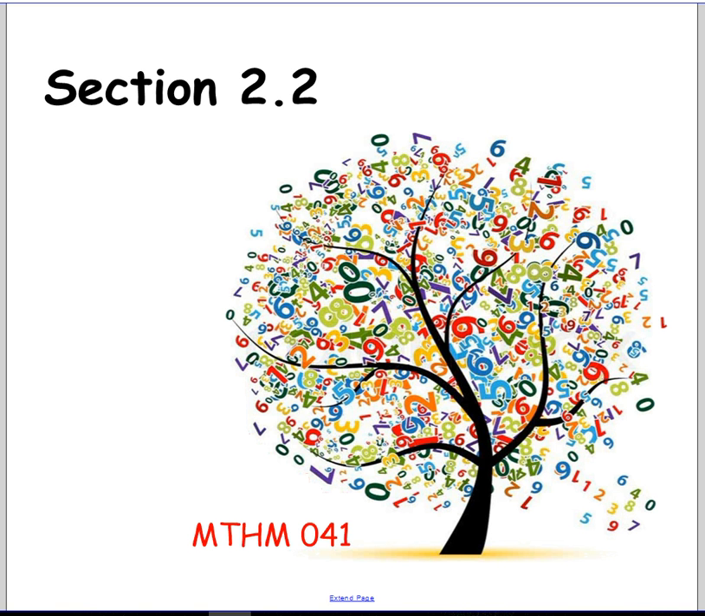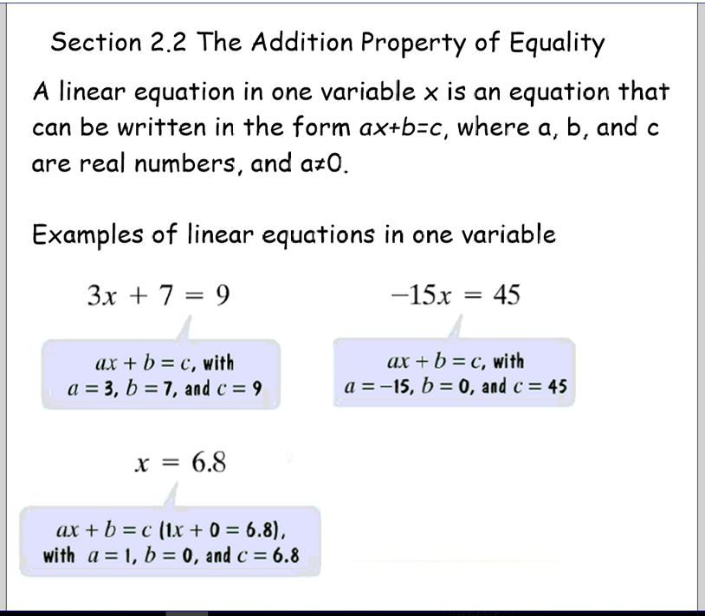In this video, we're going to be looking at section 2.2, the addition property of equality. A linear equation in one variable x is an equation that can be written in the form ax plus b equals c, where a, b, and c are real numbers, and a cannot equal 0.